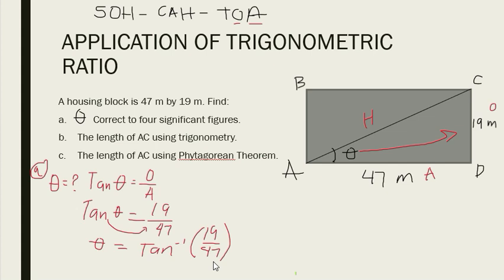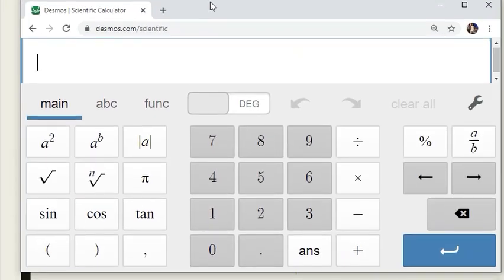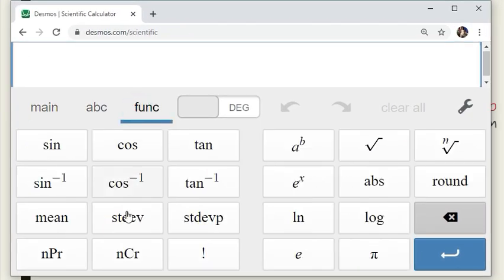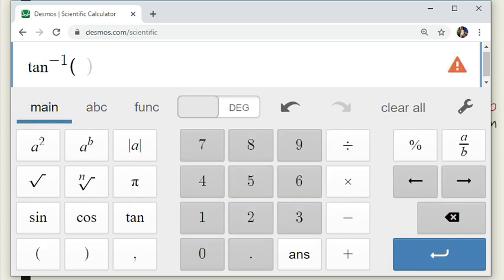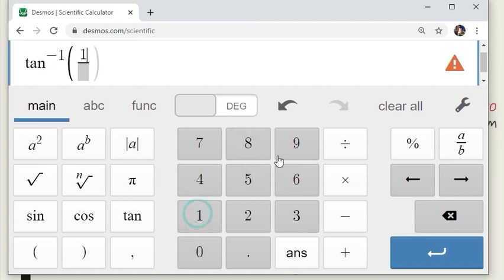If you feel that you don't understand some of this part, I suggest you look back at the video about finding angle measures using trigonometry, because that one has a detailed discussion on this. We are going to use a Desmos calculator to find the exact measure of our value here. So it has tangent raised to -1. You have to go to the function tangent raised to -1, and then your fraction, and then 19 over 47.